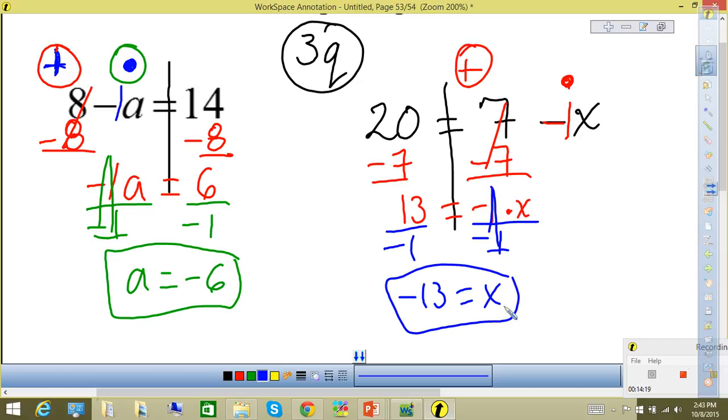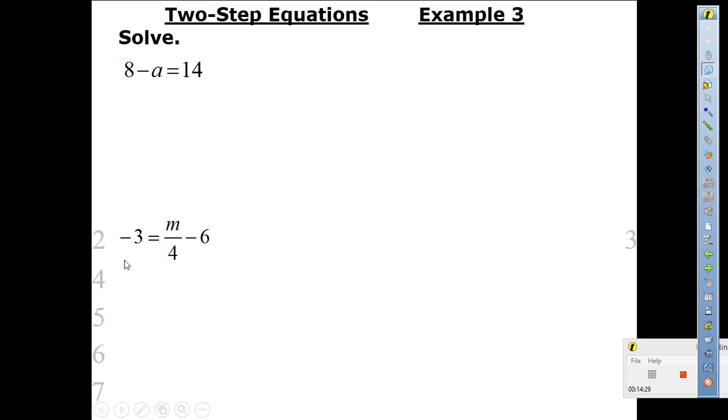All right. We're going to do a couple more practice on this. So, copy this next one, though. Negative 3 equals m over 4 minus 6.